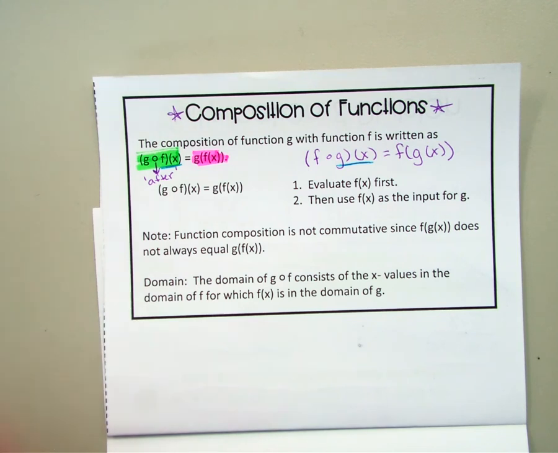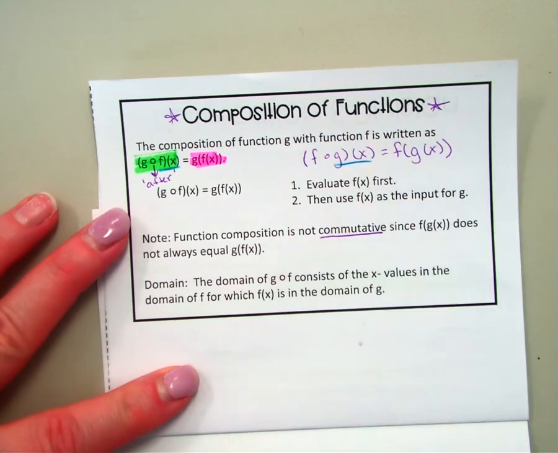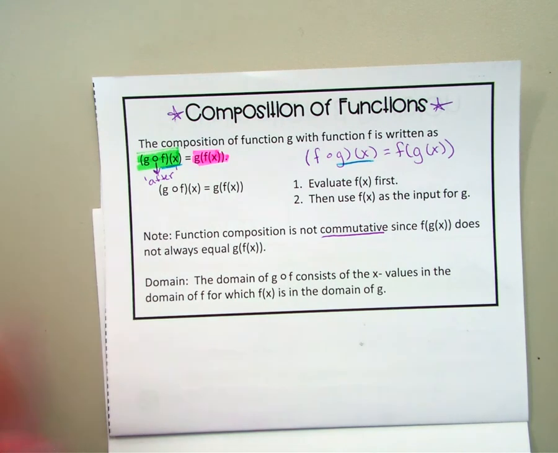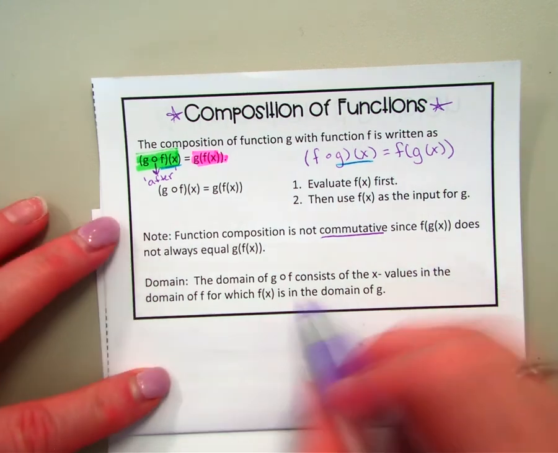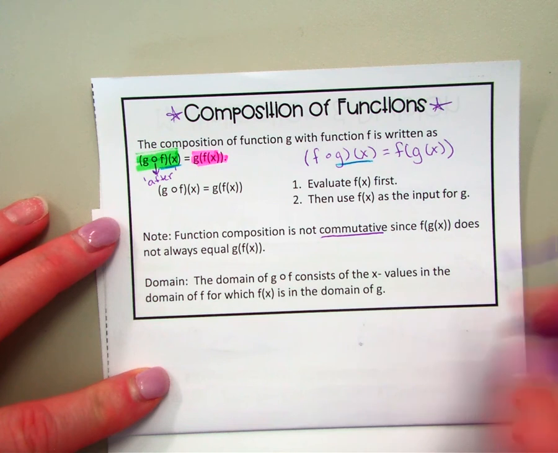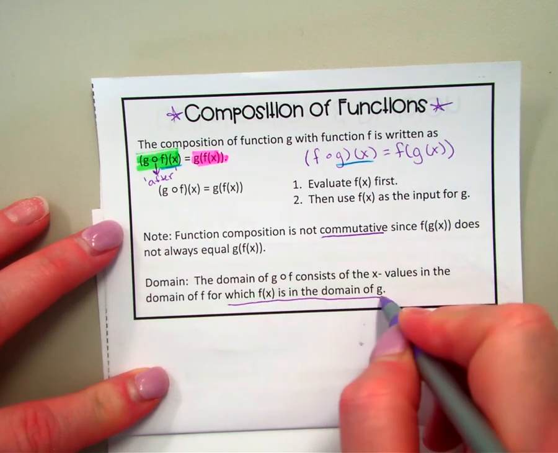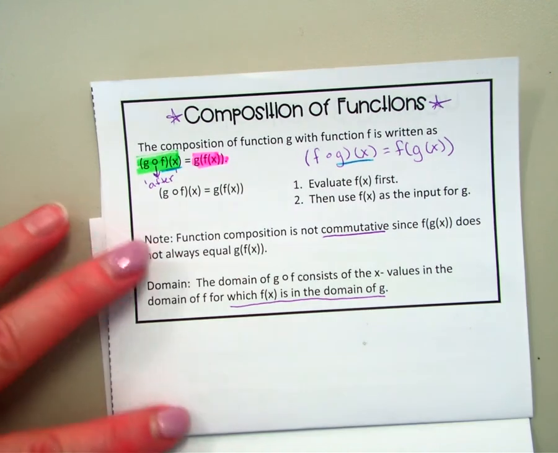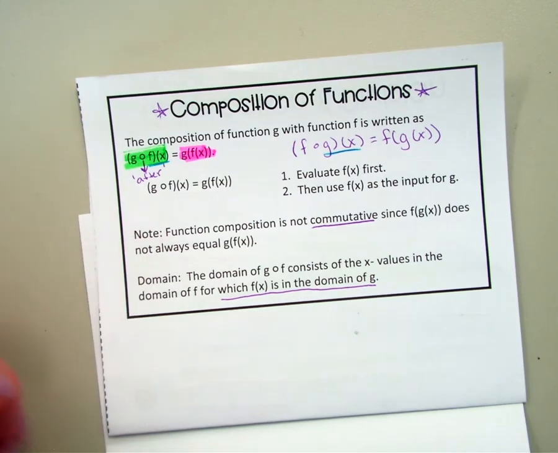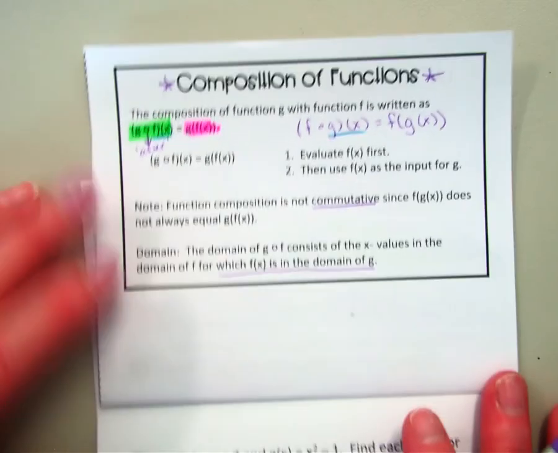Function composition is not commutative, so you can't switch the order. You do have to follow the correct order and go with the middle first and then work your way out. The domain of g of f of x consists of the x values for which f of x is in the domain of g of x. And that wording is very confusing. So we'll take a look at our examples down below and we'll talk about it. A lot of times talking about it with an example helps it make a little bit more sense.